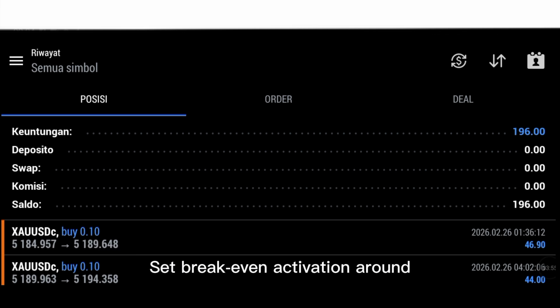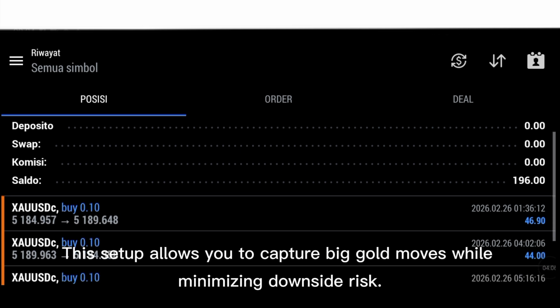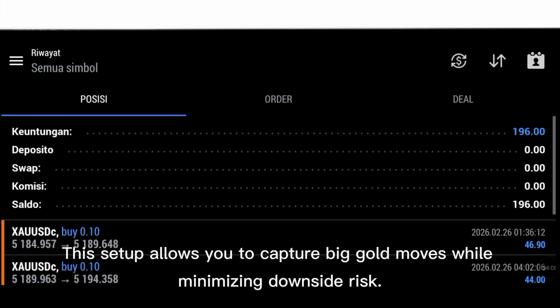Set break-even activation around 300 to 500 points. So once price moves in your favor, the trade becomes protected. This setup allows you to capture big gold moves while minimizing downside risk.